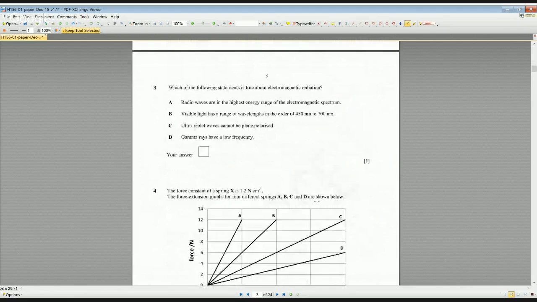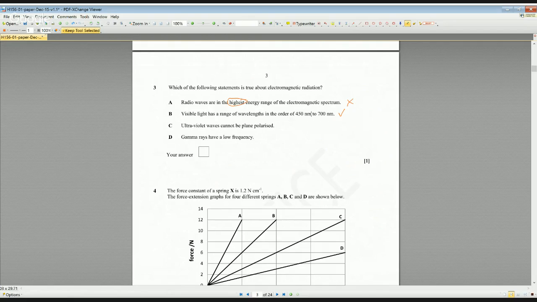Question number 3, which of these statements is true about electromagnetic radiation? Well, the first one here, radio waves are in the highest energy range of the electromagnetic spectrum. Well, we know that's not true. We know that radio waves are actually the lowest frequency and the lowest energy. So that one is false. Visible light has a range of wavelengths in the order of 450 nanometers to 700 nanometers. Well, we should know roughly visible light is in that order. So that one is the true one. We'll have a look at the other two in a second.